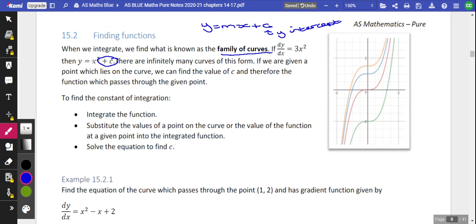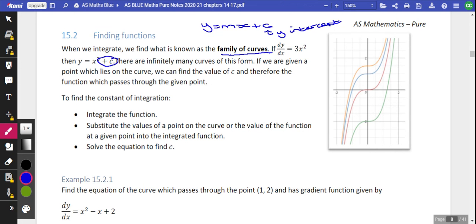If I've got y equals x cubed plus c, when x is 0, y is equal to c. And you can look here, those four curves are all x cubed, but they're going through the y-axis in different places. This green curve is x cubed plus 2. The red curve is x cubed. We've got x cubed plus 1, and that looks like x cubed plus 1.5.